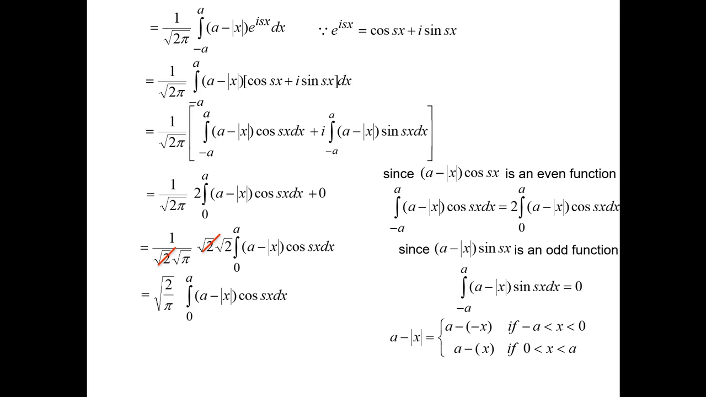When we come to the integration part, the integral over 0 to a of a minus modulus of x cos sx dx, our a minus modulus of x can be written as simply a minus x. The range is 0 to a. So we can write the integral over 0 to a, instead of a minus modulus of x, as simply a minus x cos sx dx.